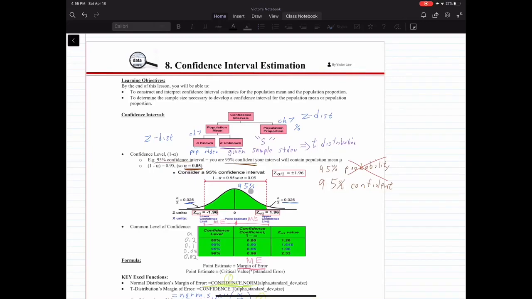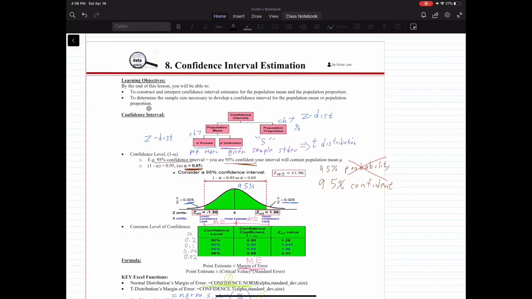Chapter 8, Confidence Interval Estimations. The learning objective of today's lesson is that at the end of today's lesson, you'll be able to construct and interpret confidence interval estimate for the population mean and population proportions. And you'll also be able to determine the sample size necessary to develop a confidence interval for the population mean or population proportions.